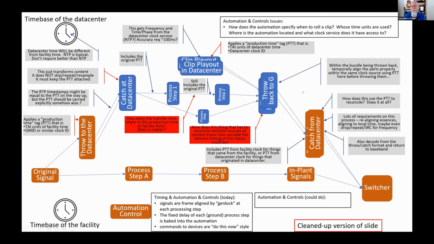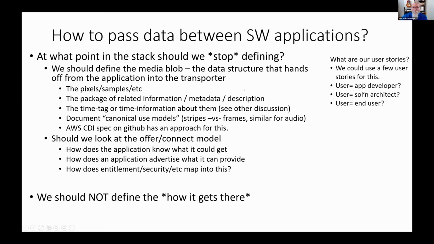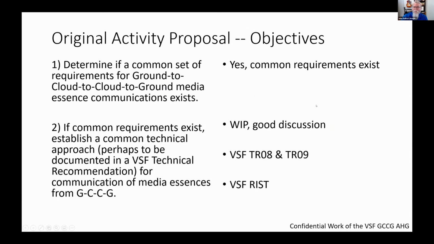We're slowly coalescing this into a more useful form for people of how time is used and tracked through the system. But it all relates to putting tags on things that say what time they come from, so you can eventually match them up later. What time and which clock that time is relative to. So that's the work in progress. And then we'll look next at how we pass data between software applications. That's pretty much where we are. In our original activity proposal, we had these two big tasks, and we're working through them. And that's my five-less-minutes summary.